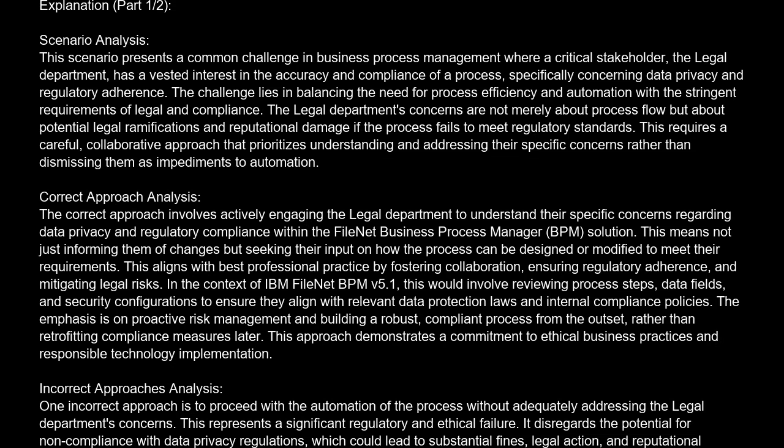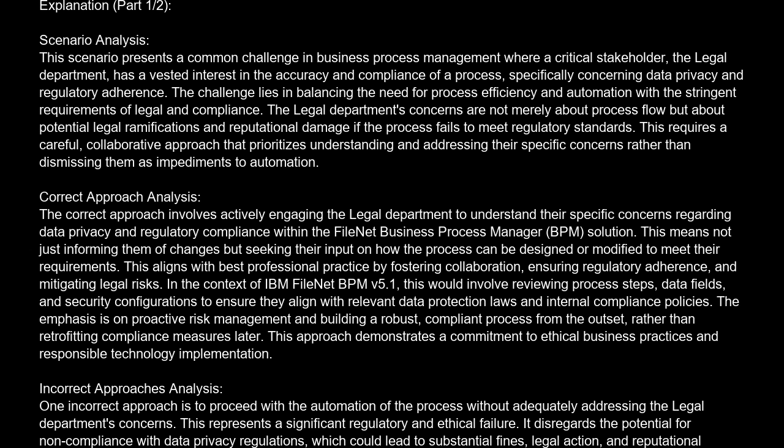The correct answer is C. Proactively engage the legal department to understand their specific concerns and collaboratively design process modifications within FileNet BPM to ensure adherence to data privacy regulations and internal compliance policies.